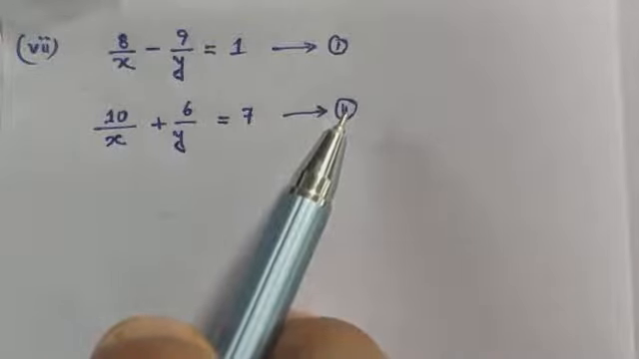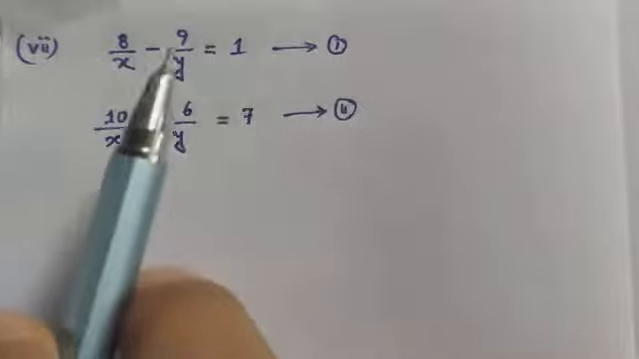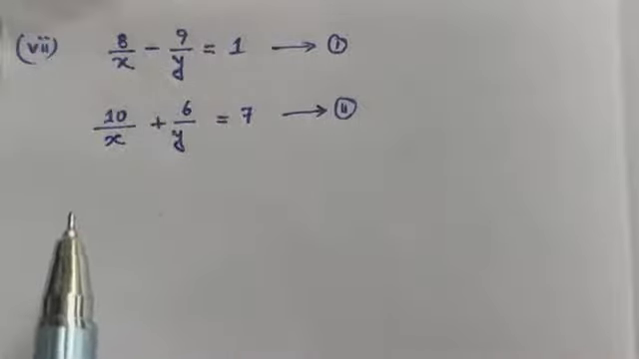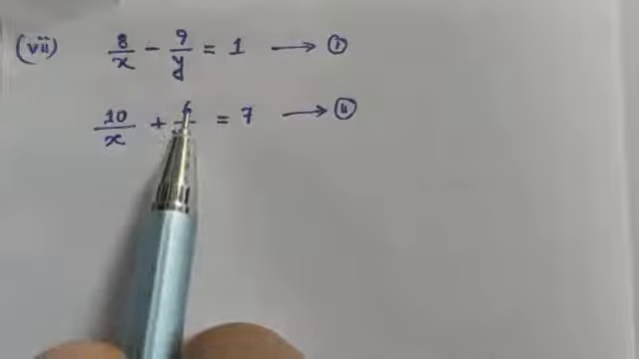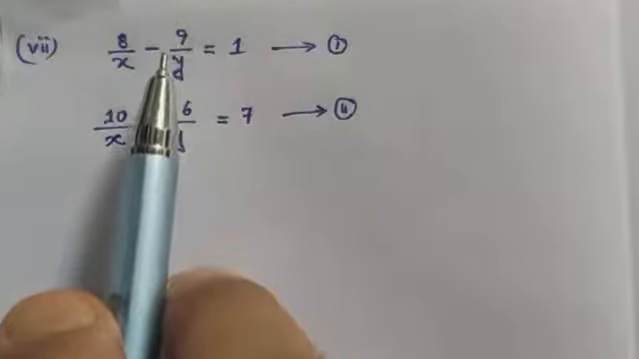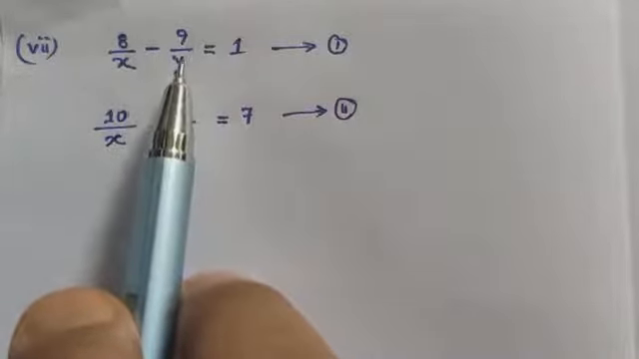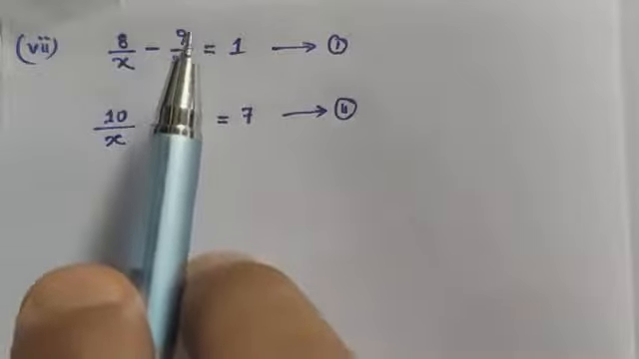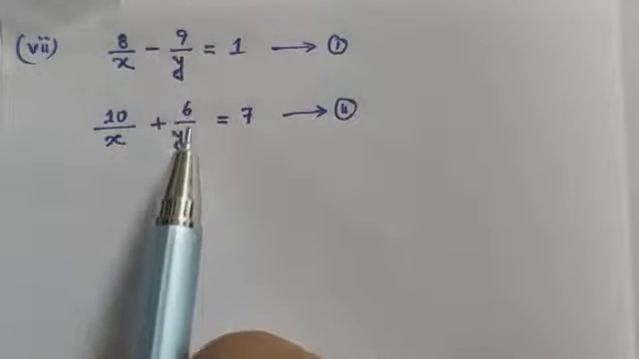After this, what to do? Let's see. Let us observe these equations carefully. Okay, look, there is 6 and there is 9. Okay, the coefficient of 1 by y is 9. Let us see, 1 by y is 9 here and 1 by y is 6 here.